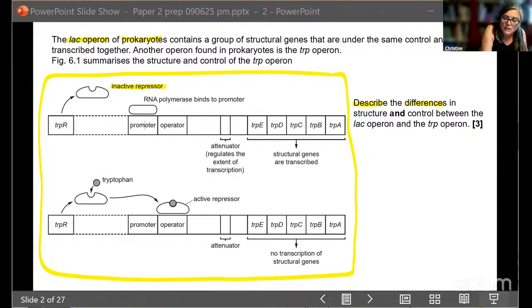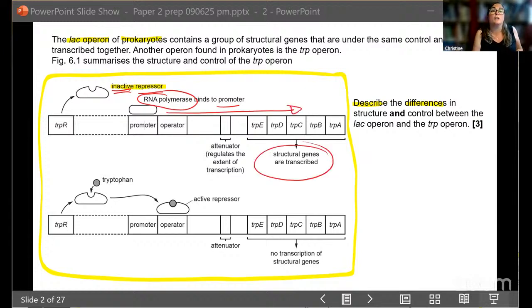Right, coming back to this question then. We have an inactive repressor. Because we've got an inactive repressor, RNA polymerase is able to bind at the promoter. So you should know with a lac operon, RNA polymerase always binds at the promoter, and then it works its way down and is able to transcribe these structural genes. So this diagram is showing you that this regulatory gene isn't producing an active repressor, it's producing an inactive repressor.